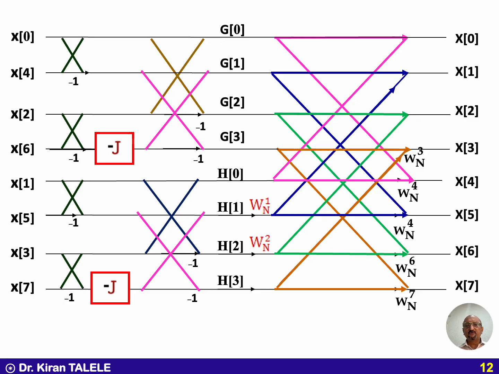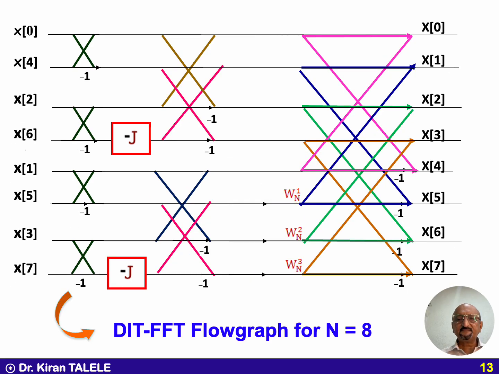W_N raised to 2 will be removed. And this way, every term will bring it down. Now, everywhere W raised to 0 is 1, W raised to 1, W raised to 2, W raised to 3 will not be substituted because it's a complex number, but W_N raised to 4 is always minus 1. So, by substituting W_N raised to 4 by minus 1, we get this.